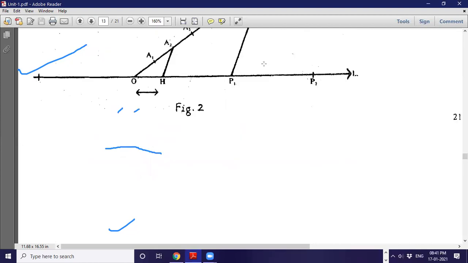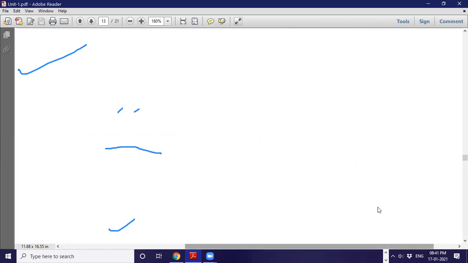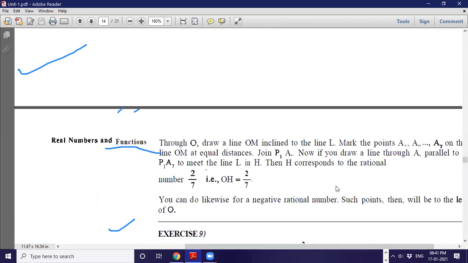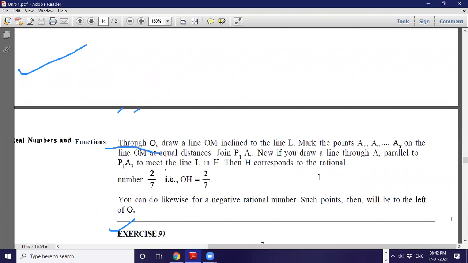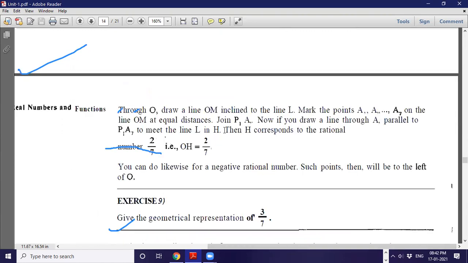Okay, now let's come to the below one. Draw a line OM inclined to the line L. As you can see from the diagram, we mark the points A1, A2, up to A7 on the line OM at equal distance. We have joined P1A7. Now, if you draw a line through A2 parallel to P1A7 to meet the line L in H, then H corresponds to the rational number 2 by 7. That is, OH is equal to 2 by 7.